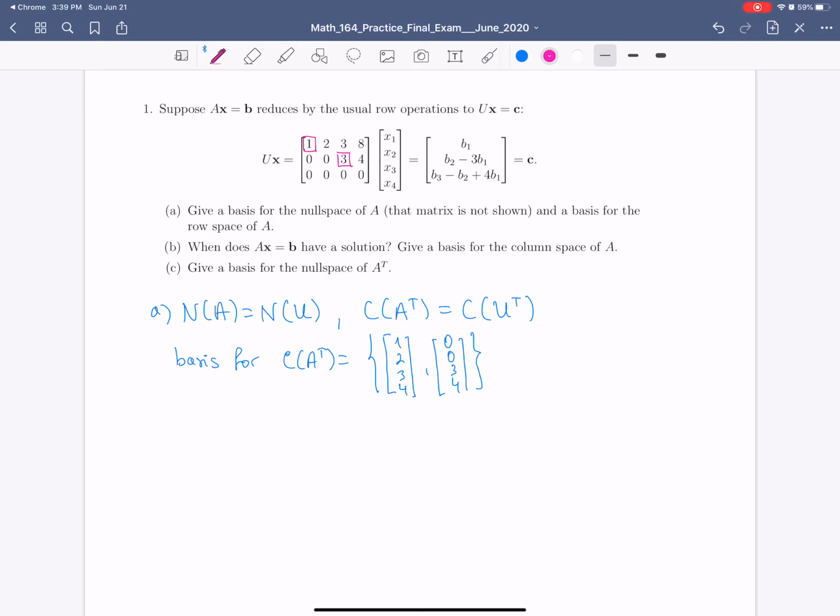It's nice to look at the pivot columns because it tells you immediately what the rank of A is, which is the same as the rank of U, which is 2. So we just need to find two linearly independent solutions, or combinations of the columns that give us zero, and then we have the null space. We can also continue with elimination, and perhaps that's what I'll do here.